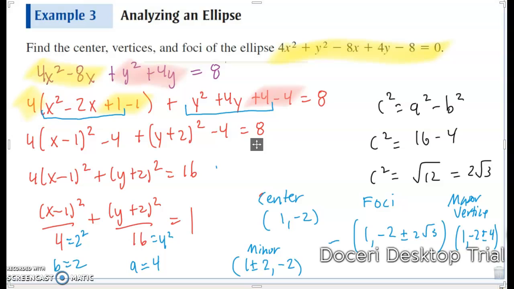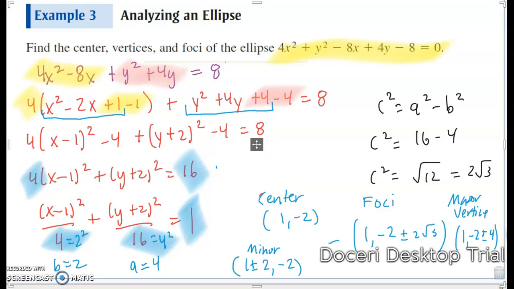And the last thing that we do is divide by 16 to get this 1. And in that process, this 4 goes away, which leaves us with the 4 on the bottom and the 16 on the other one. So because the 16 is greater than 4 and the 16 is under the y, this is going to open more vertically, up and down.